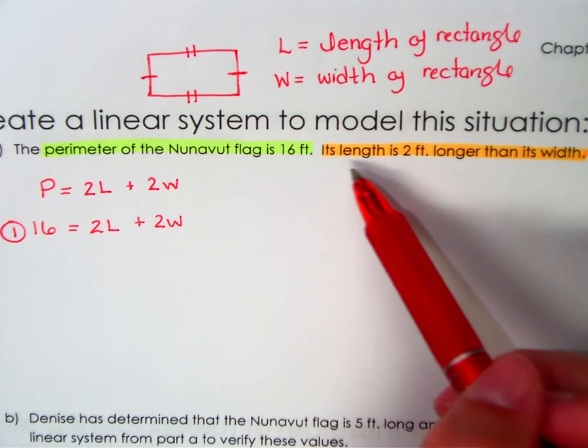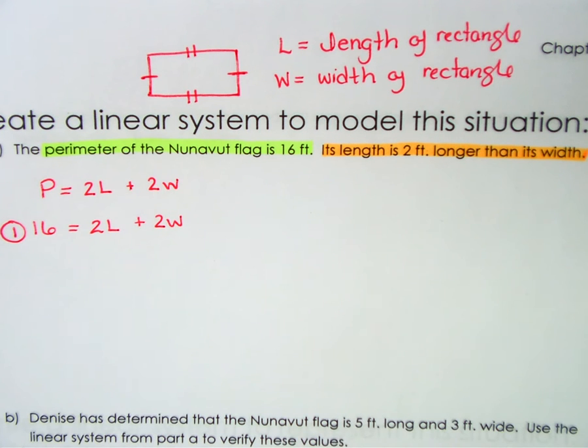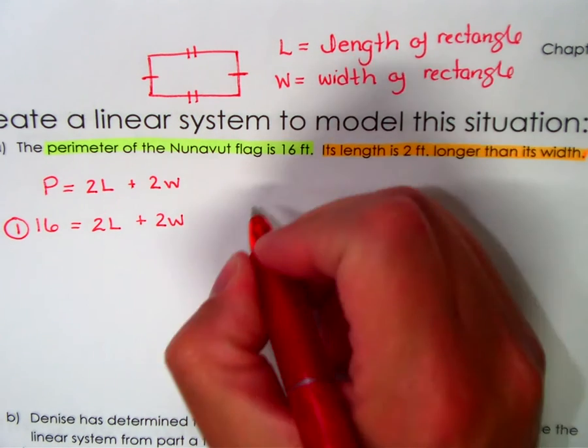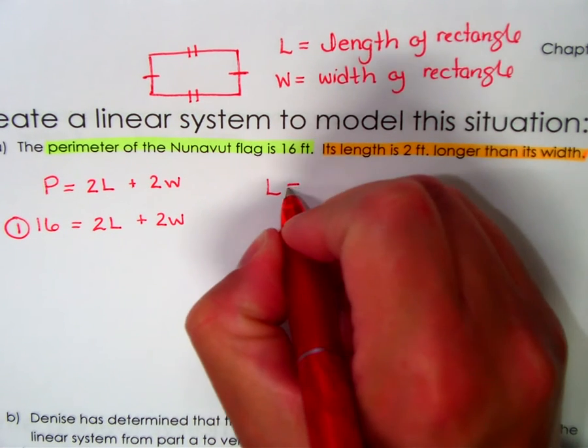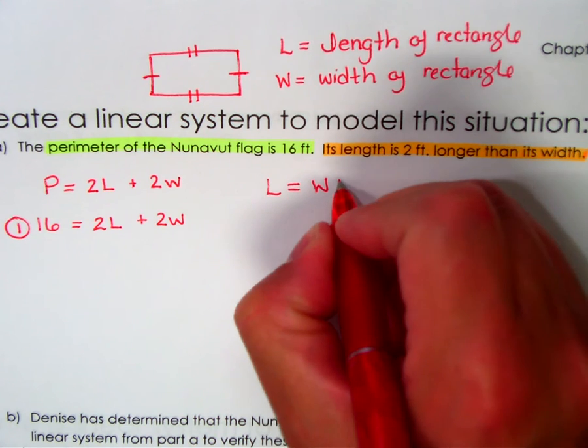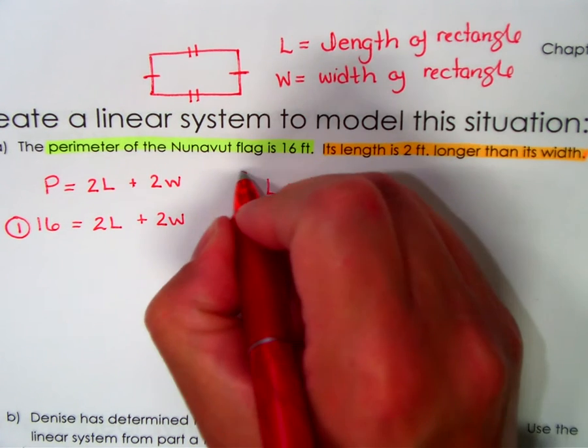Okay, let's go to the orange stuff. The length is 2 feet longer than the width. So what's longer, length or width? Length is the longer one. So we're going to add that 2 feet. So the length is the longer one, so that's going to be the width plus 2 feet. So that's my second equation.